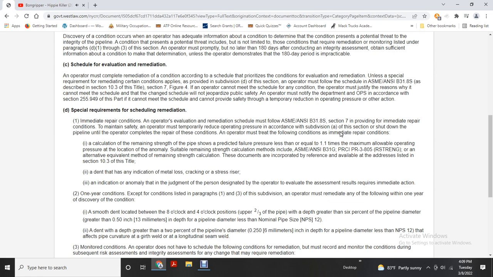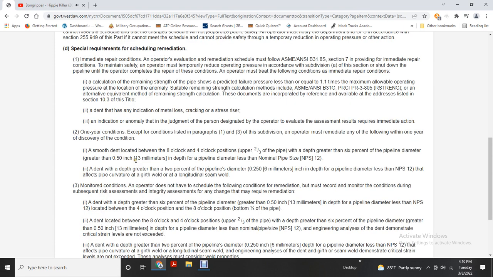Calculation of the remaining strength of the pipe shows a predicted failure pressure less than or equal to 1.1 times the maximum allowable operating pressure at the location of the anomaly. Suitable remaining strength calculation methods include ASME B31G, PRC PR-3-805 R-STRENG, and any alternative equivalent method of remaining strength calculation. These documents, which are available, are listed in section 10.3 of this title. An indication of metal loss, cracking, and stress corrosion with an indication of abnormal operating pressures is designated by the operator to evaluate assessment results that require immediate action.